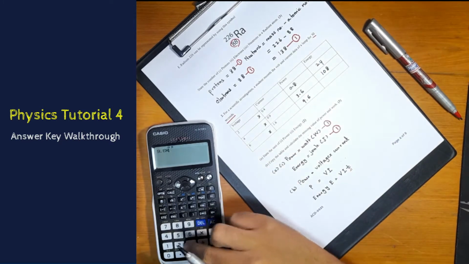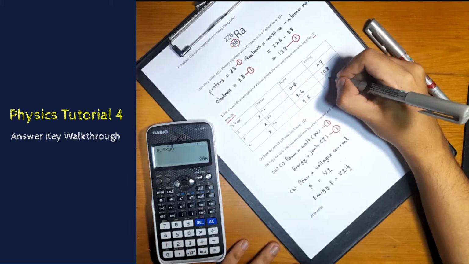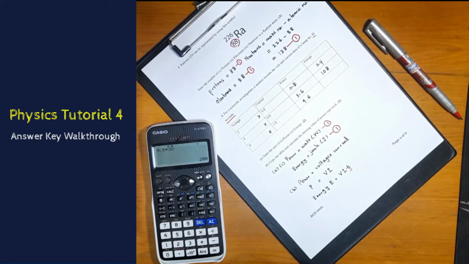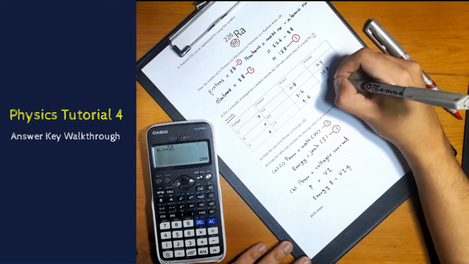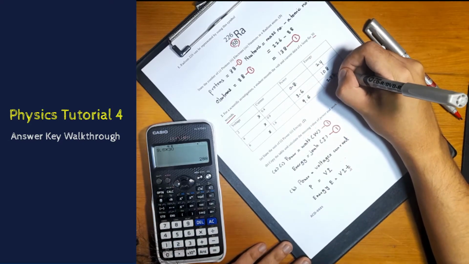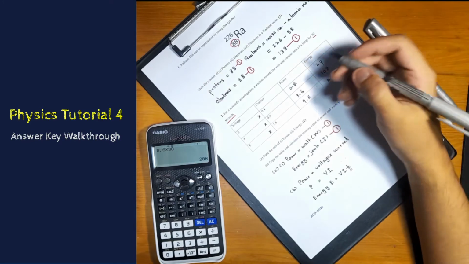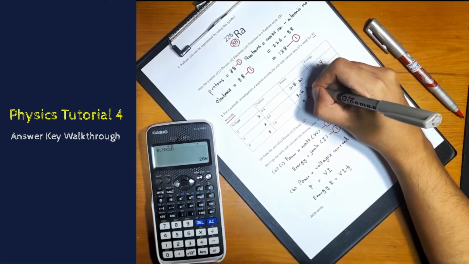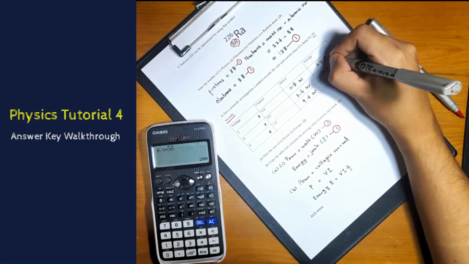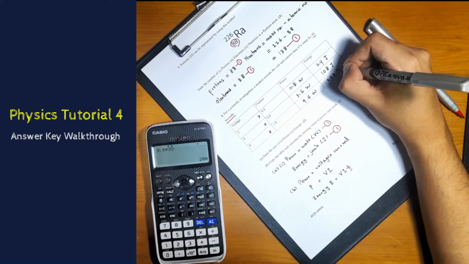And this is 9.6 into 30. So this is 288. All right. Okay, so the unit of power is all watts, right? So you put watts here, watts here, watts here. The unit of energy is joules, joules, and joules.